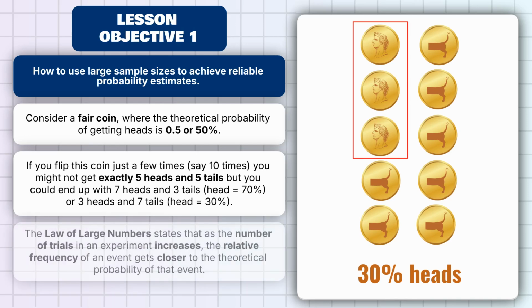This is where the law of large numbers comes into play. The law of large numbers states that as the number of trials in an experiment increases, the relative frequency of an event gets closer to the theoretical probability of that event. More specifically, if you flip the fair coin many times, say 1,000 times, the proportion of heads will likely be much closer to 0.5 than it was with just 10 flips.